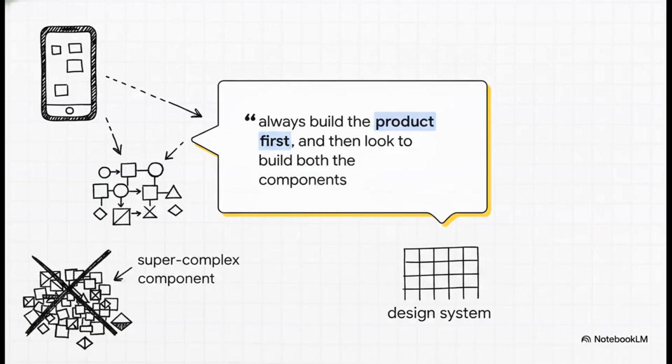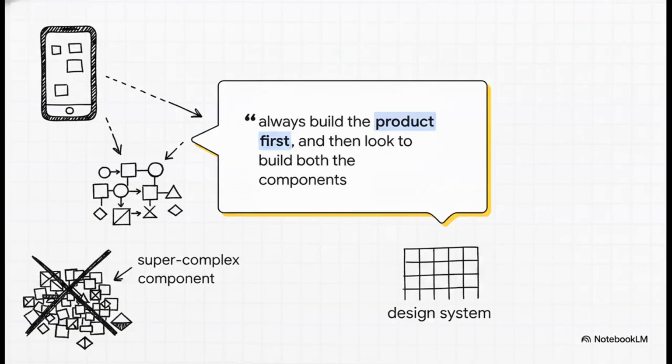Look at this quote right here. Always build the product first, and then look to build both the components and, actually, your design system afterward. I want to start with this because it is so incredibly easy to fall into the trap of building these super complex components with dozens of variants before you even know if you actually need them.